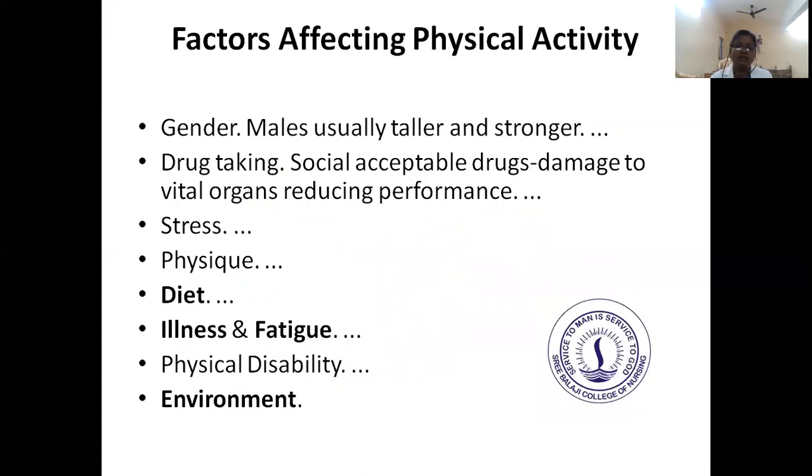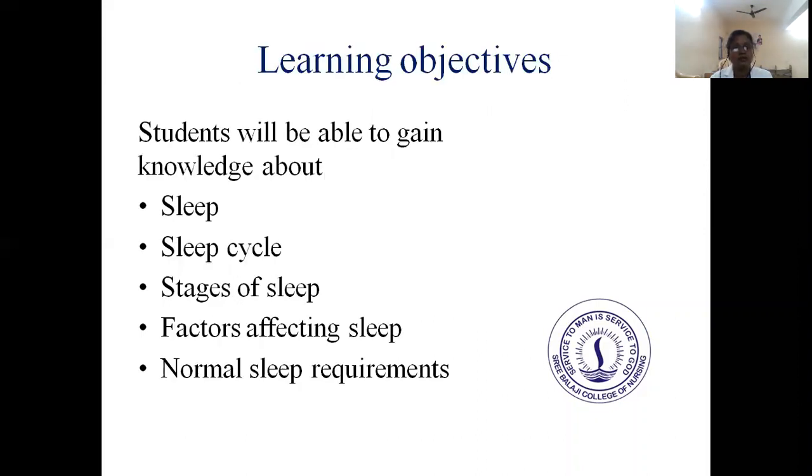There are some factors which may affect physical activity, like gender. Males are usually taller and stronger, so they do more physical activity when compared to females. Drug taking: if the person is taking some socially acceptable drugs, there is damage to vital organs and reduced performance too. Stress, diet, illness and fatigue, physical disability, and environment. So these are all the factors which may affect physical activity.